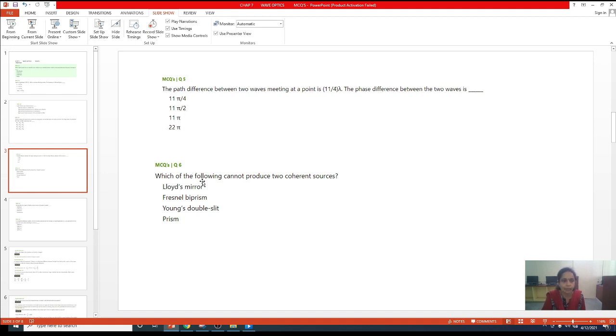Okay, next, which of the following can't produce two coherent sources? First one is Lloyd's mirror, Fresnel biprism, C is Young's double slit, and fourth is prism. Then you know Lloyd's mirror produces coherent sources, Fresnel biprism produces coherent sources, and Young's double slit experiment also produces coherent sources. Only the prism can't produce coherent sources. Therefore, option D is the correct one.